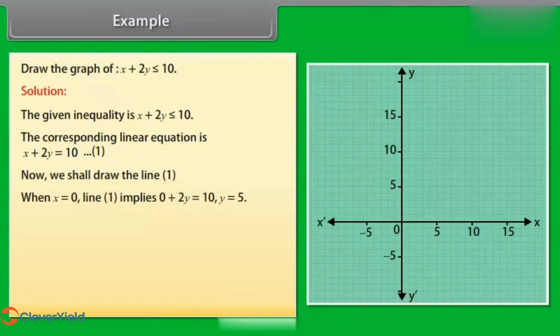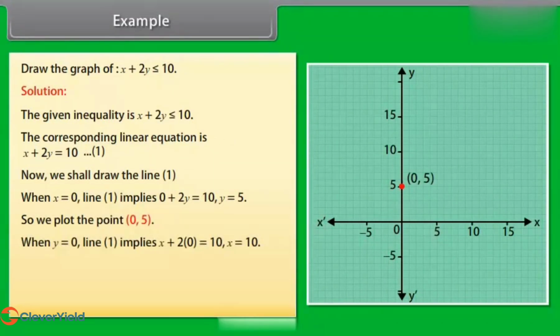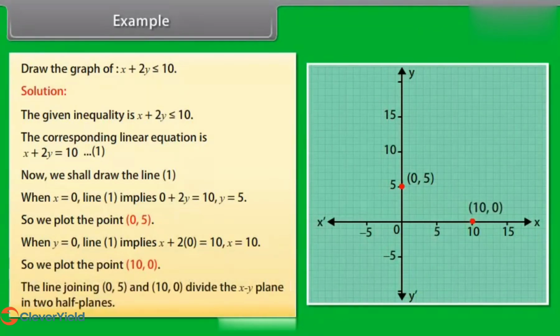When x is equal to 0, line 1 implies 0 plus 2y is equal to 10, y is equal to 5. So, we plot the point (0, 5). When y is equal to 0, line 1 implies x plus 2 into 0 is equal to 10, x is equal to 10. So, we plot the point (10, 0). The line joining (0, 5) and (10, 0) divides the xy plane into two half planes.